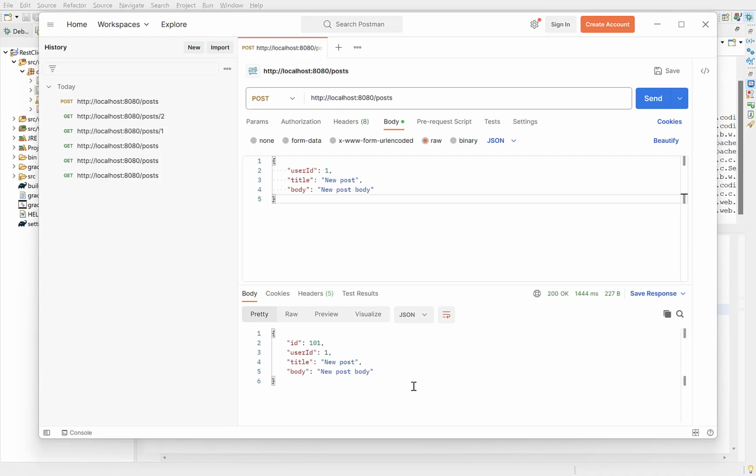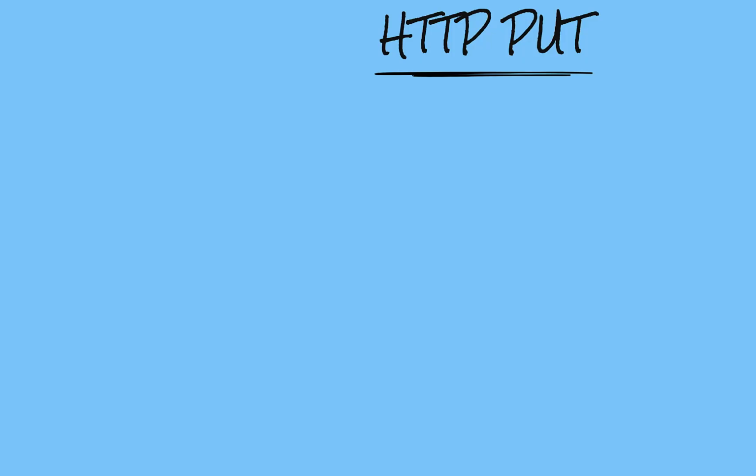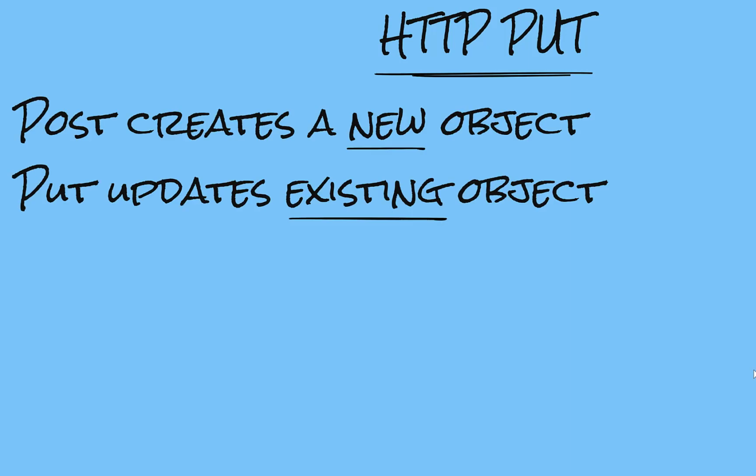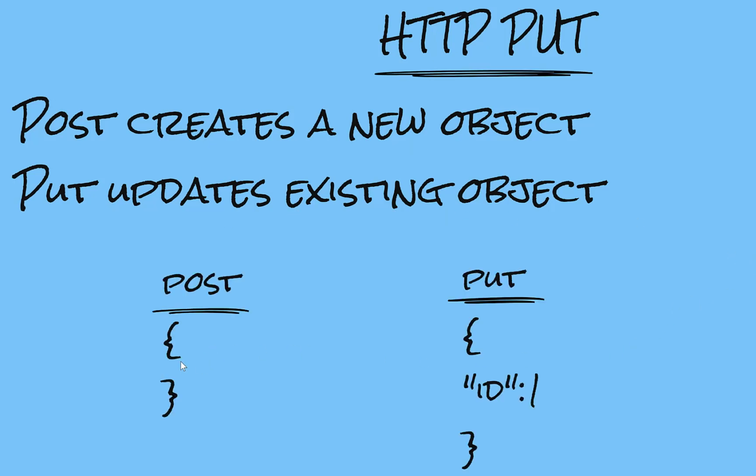Let's create a method to update a post. Updating a record is an HTTP put request where we send the object to be updated, similar to post request. The only difference between post and put is that post creates a new object on the server, while put updates an existing one. So, the object in create method does not contain an ID, while the object in update method has an ID. That's how we differentiate between a new and existing object.